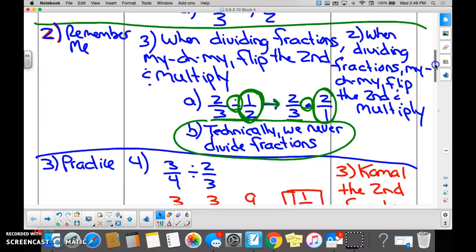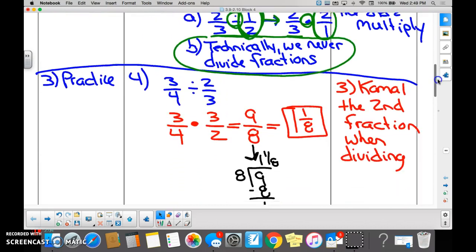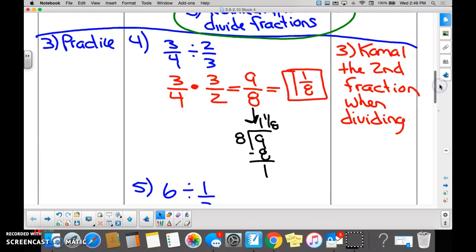So if I slide down here to number 3, here's our first problem. 3/4 divided by 2/3. Again, on the count of 3, can you tell me the saying when you have a division problem and there's fractions involved? On the count of 3, 1, 2, 3. When dividing fractions, flip the second and multiply.